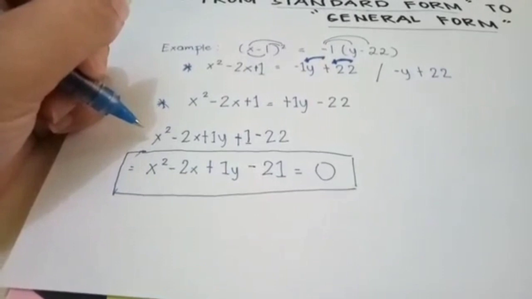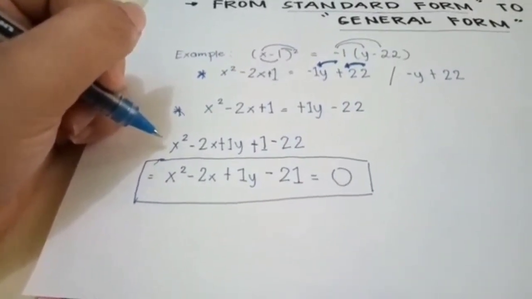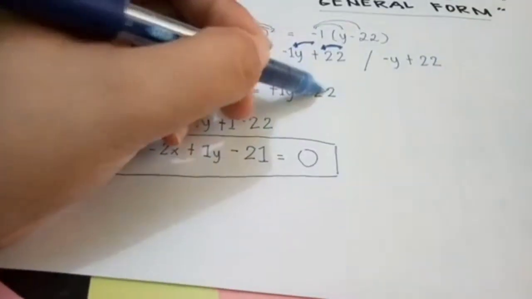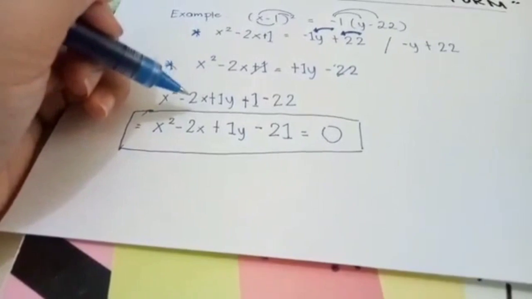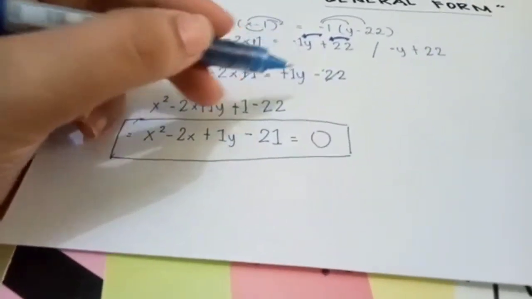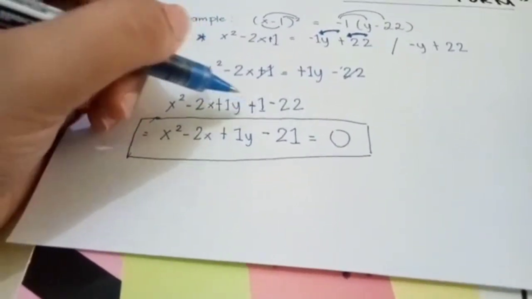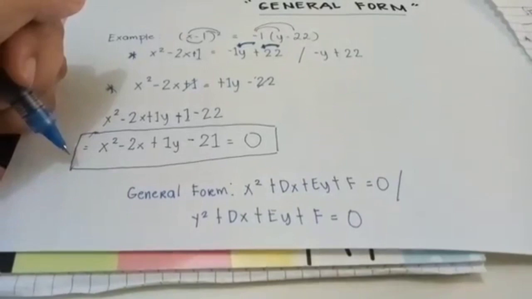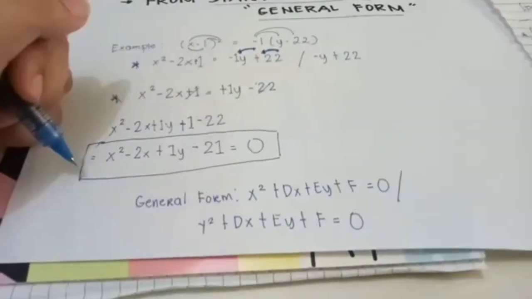The next step po, or yung third step, is simplify the equation by combining all like terms. Dito ay positive 1 and negative 22. So bring down the x squared and the negative 2x and the positive 1y, then positive 1 and negative 22. Pagtatabi po natin yung mga combining like terms. And then, the last step or the fourth step, follow the general form.